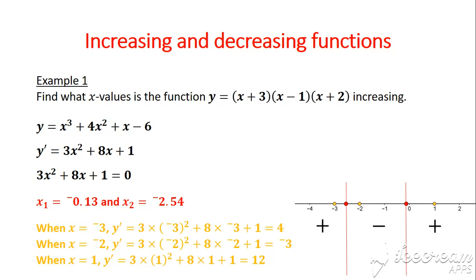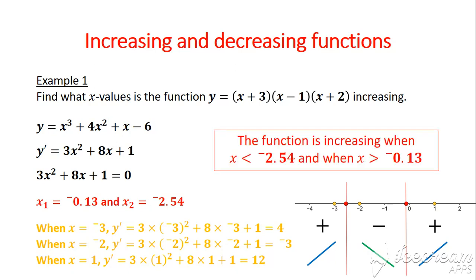So the graph looks like it's doing this. In this region, it's going positive, uphill. In the middle region, it's going downhill. And in the third region, it's going back uphill, positive gradient again.